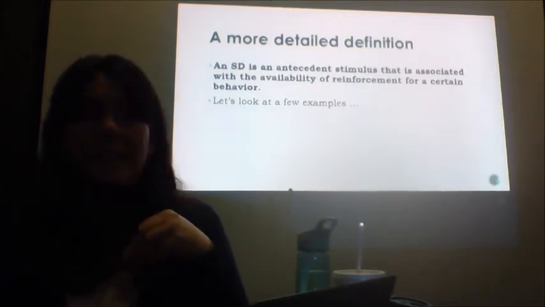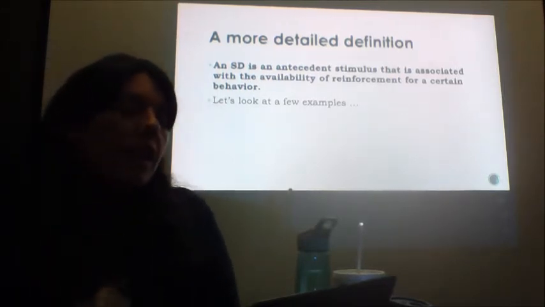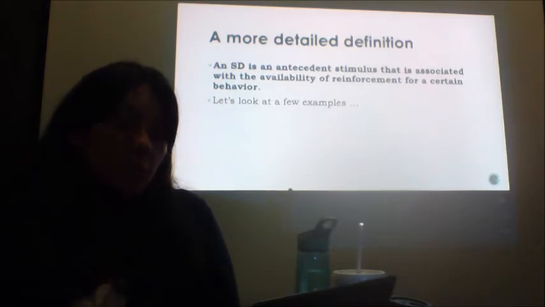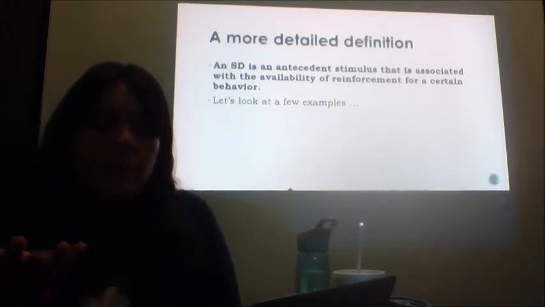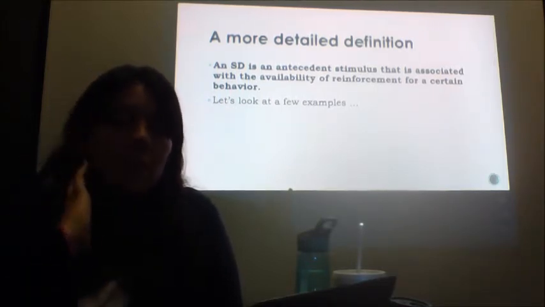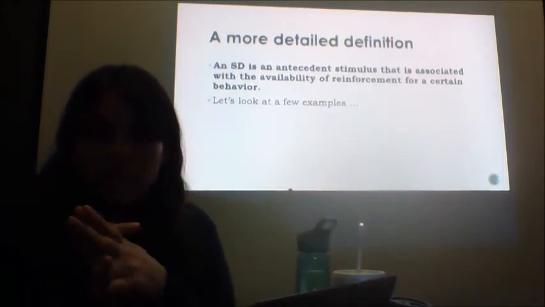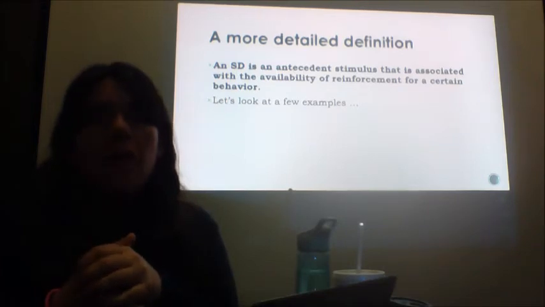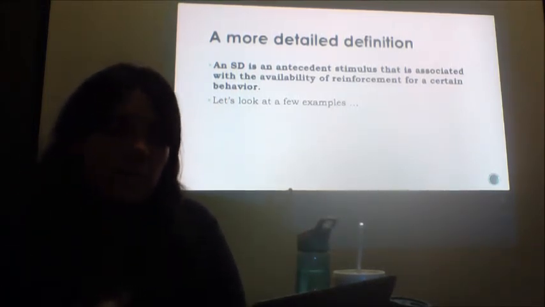So here's the more detailed technical definition. That's part of your RBT training. An SD is an antecedent stimulus that is associated with the availability of reinforcement for a certain behavior. This might sound more complicated, but it simply means that when an SD is present, reinforcement is available or likely, and when an SD is not present, reinforcement is not available or not likely. So if you say, do this, and your learner does this, you're going to say, good job. If your learner just goes around clapping, you're not necessarily going to reinforce that.